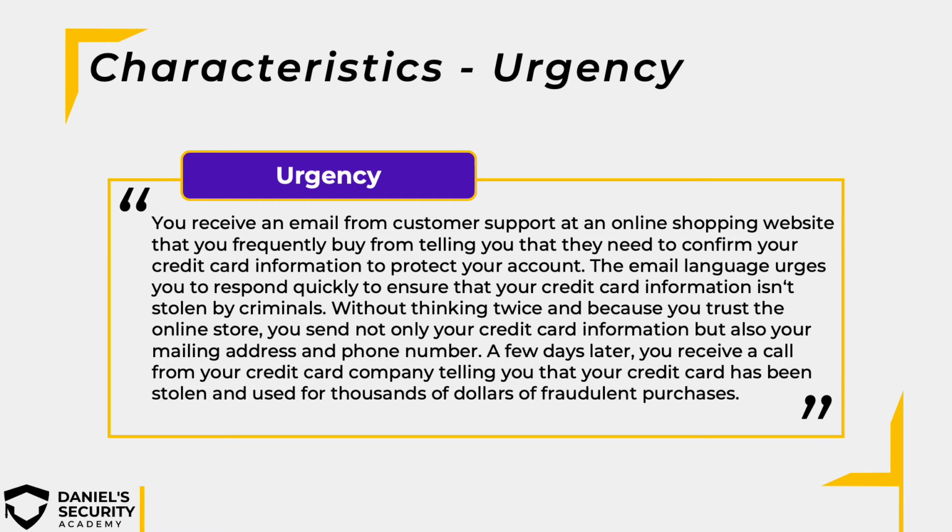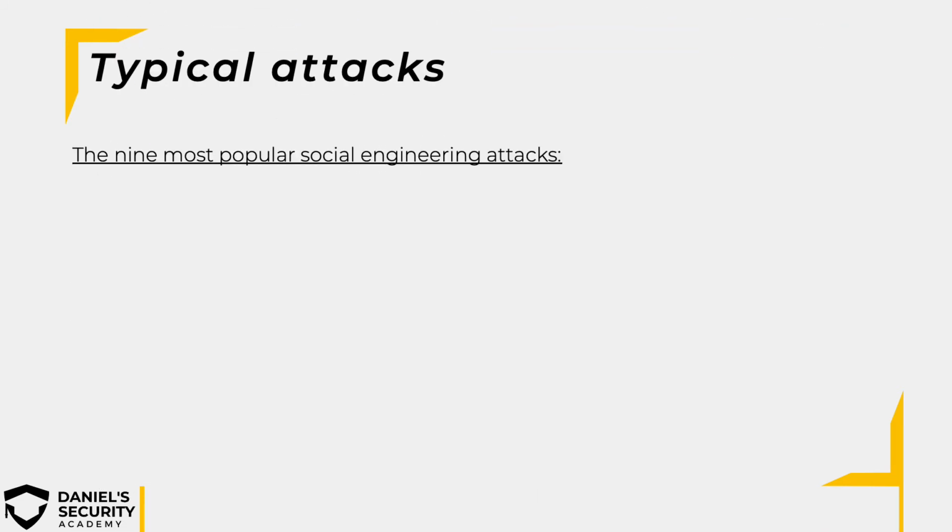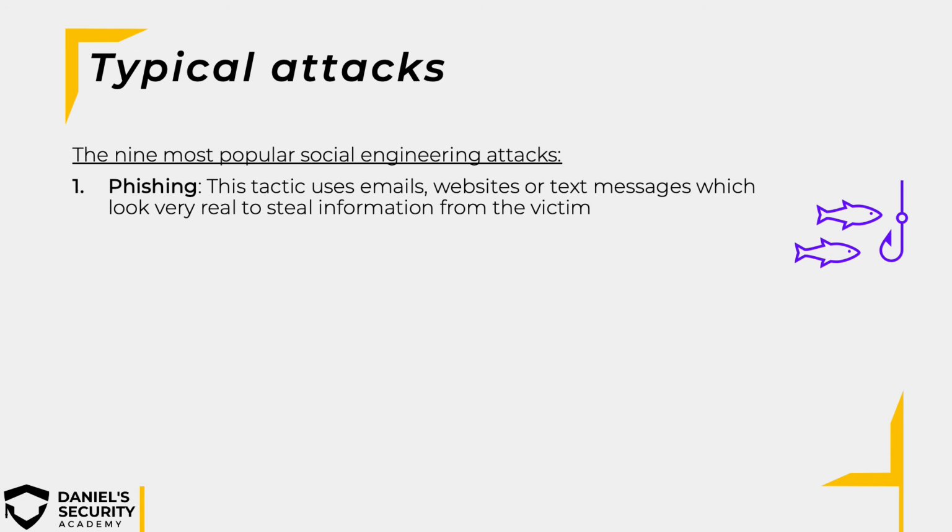And now let's check on the 9 most popular social engineering attacks. The first one you will know for sure, which is phishing. It is most often used via email, which looks very real. For example, Amazon claiming that your online account is being locked. You need to act right now. Please click on the following link and log in to your account.